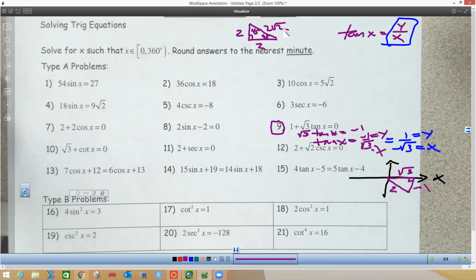30 is right. Now here's another way to remember. You guys had the triangle inequality theorem back in geometry. You ever heard of that? The triangle inequality theorem basically says that the biggest angle is opposite the biggest side. So since the hypotenuse is biggest, 90 is your biggest angle.